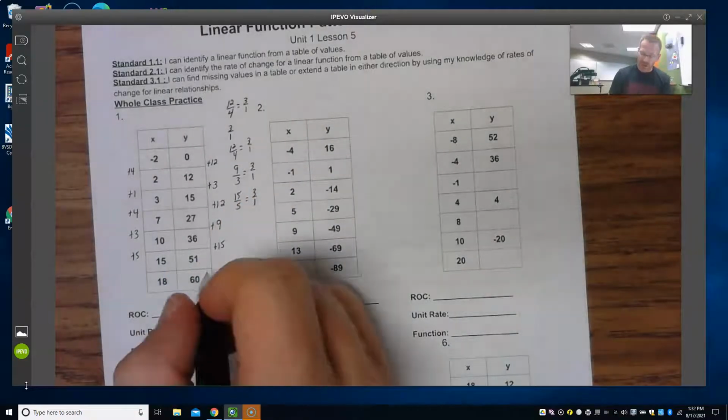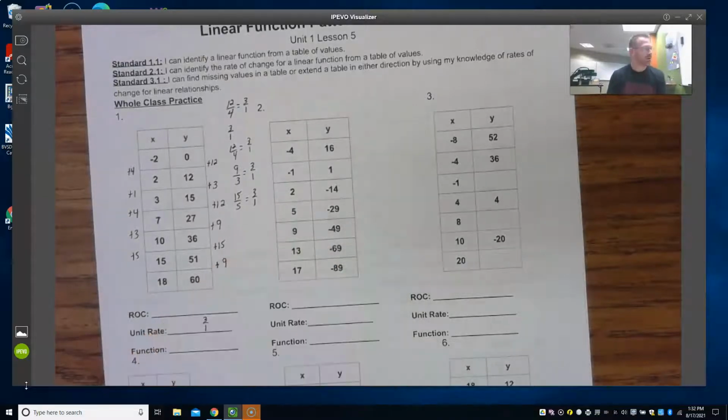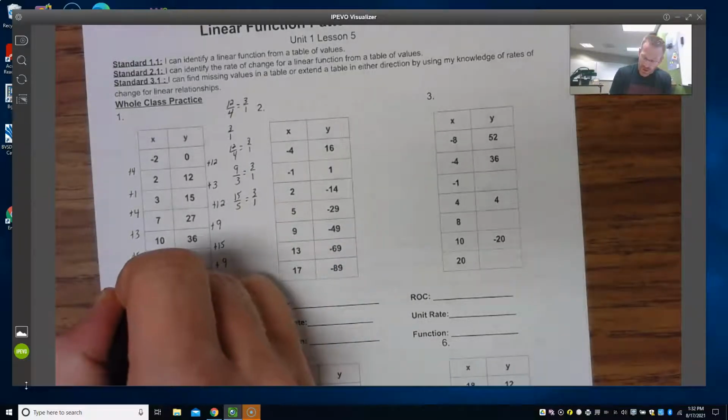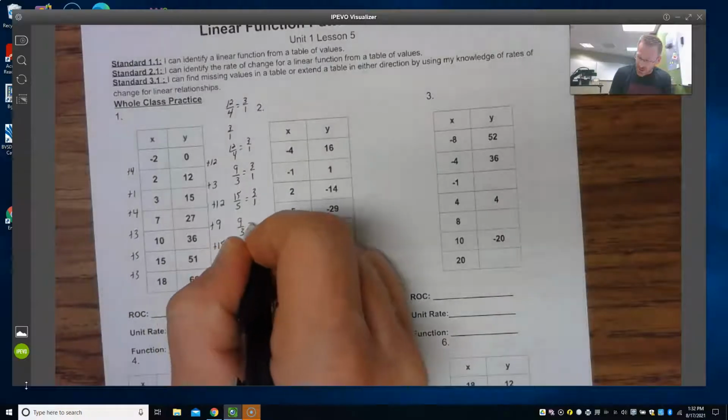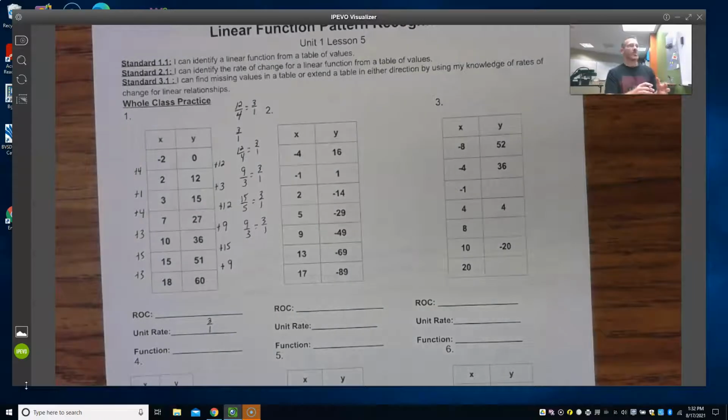And then once again, I go up 9, 51 to 60, and then I go up 3 here. So I go 9 to 3. And so notice, even though all these rates of change look different, when we reduce them, when we get them down to that unit rate of change, we can see that it's really a constant rate.